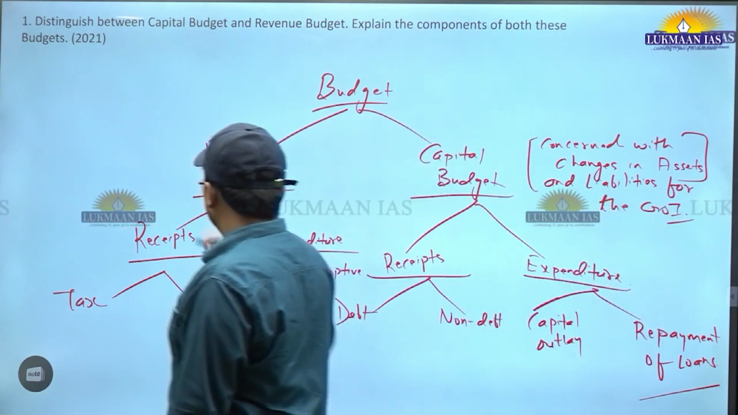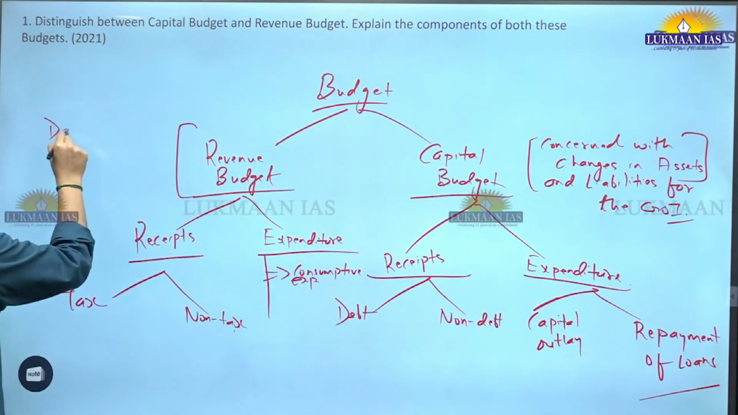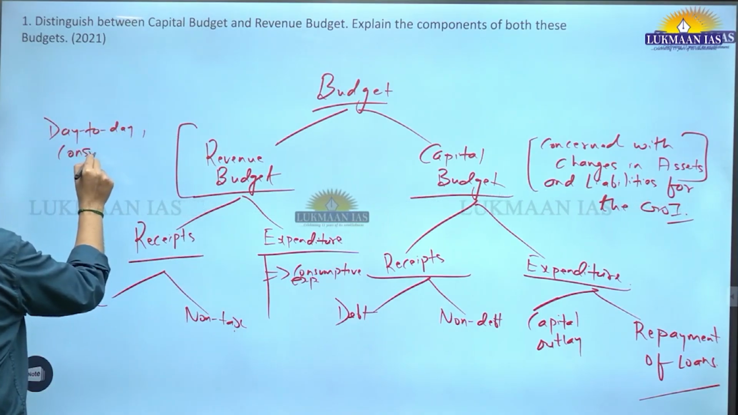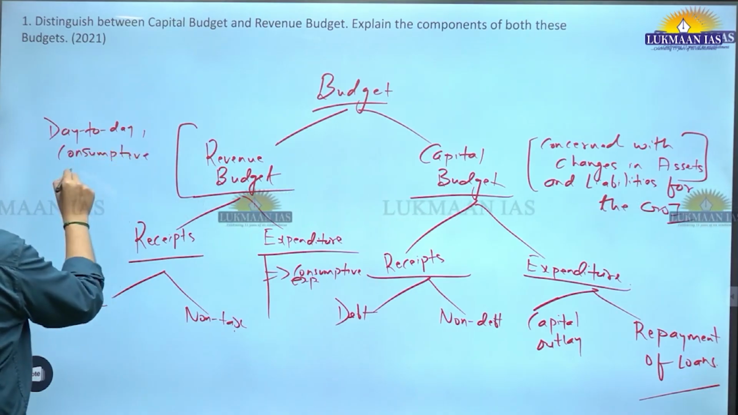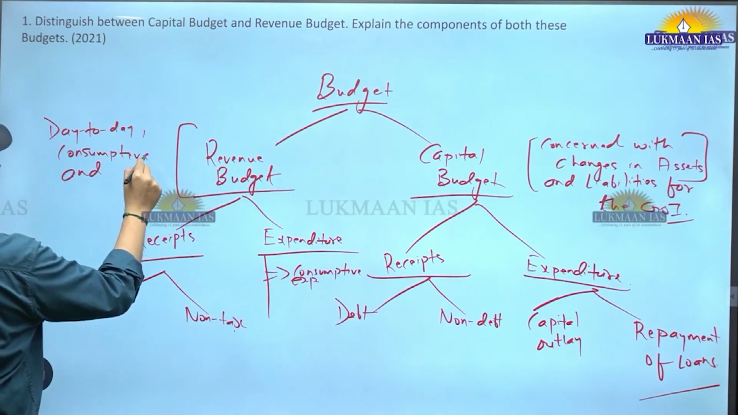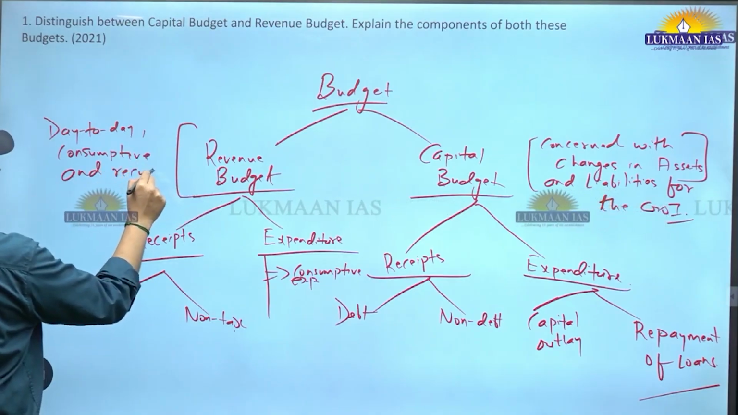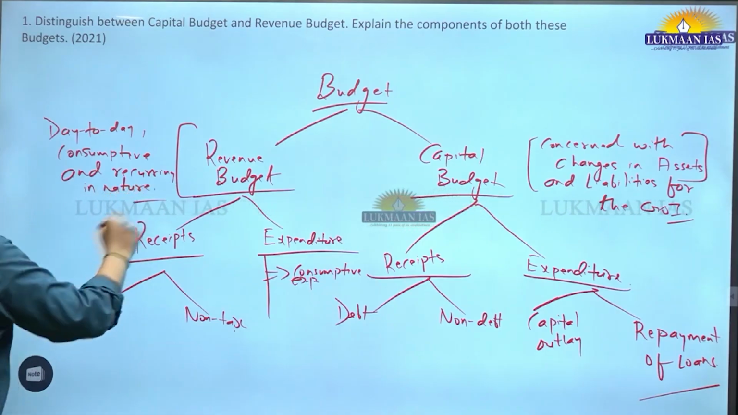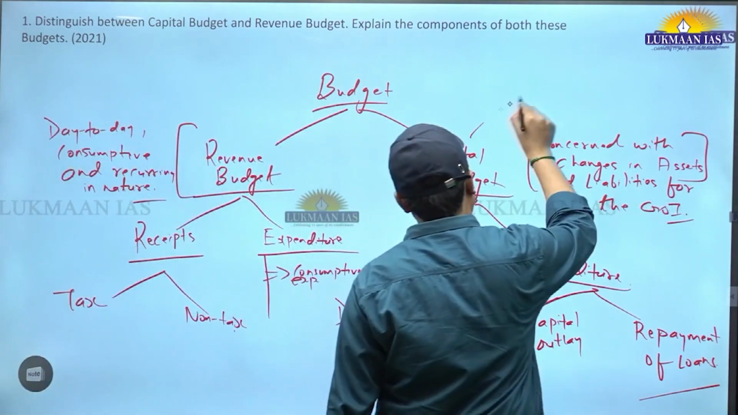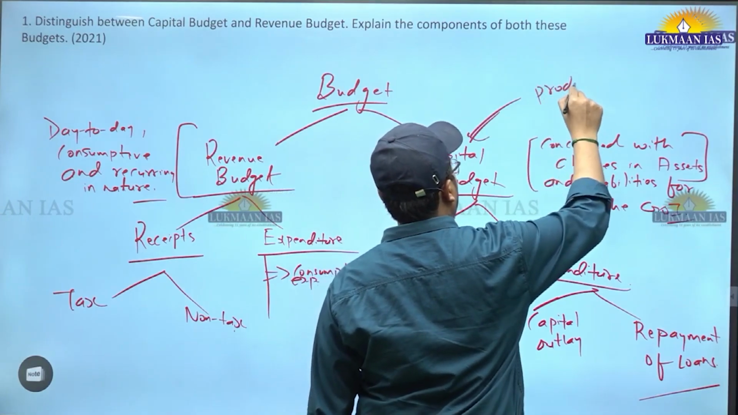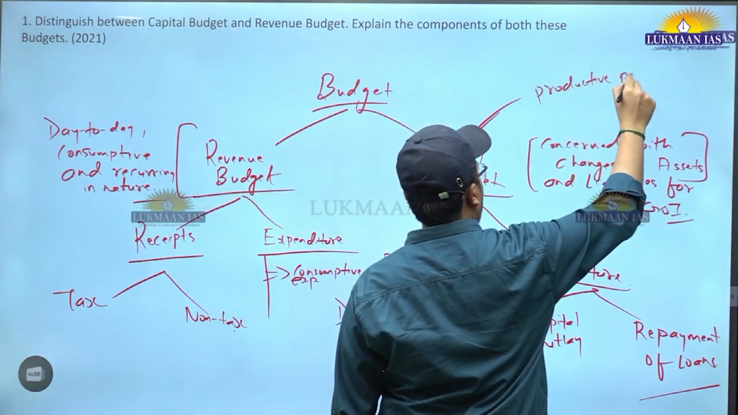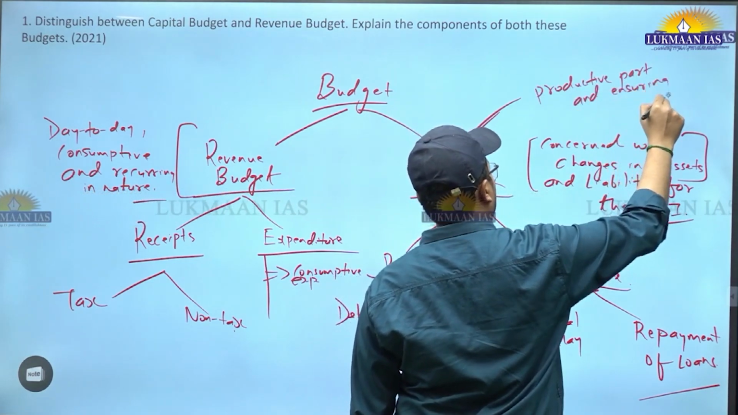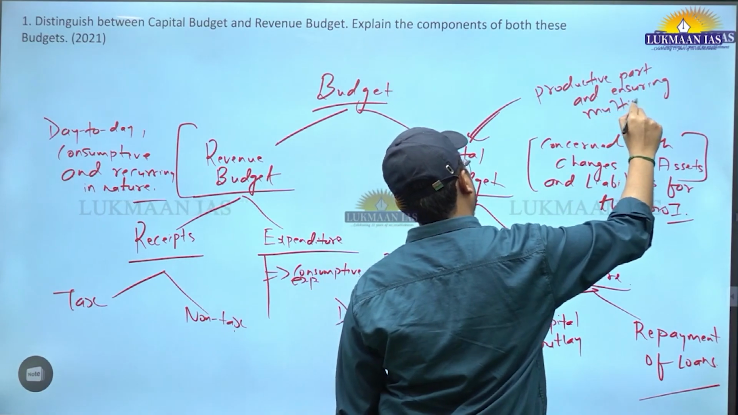Okay, and this revenue budget is day-to-day, consumptive and recurring in nature. The capital budget is related to the productive part and ensuring multiplier effects in the economy.